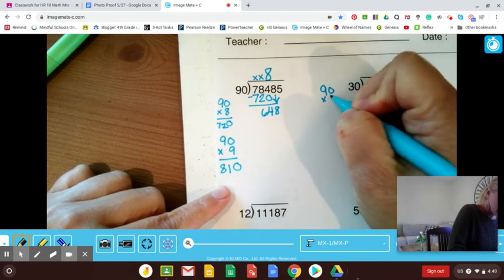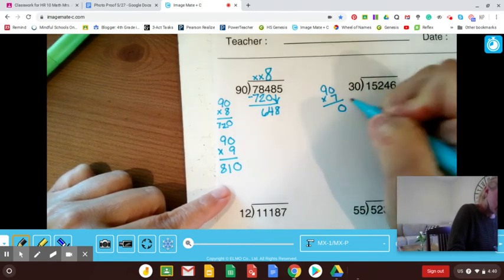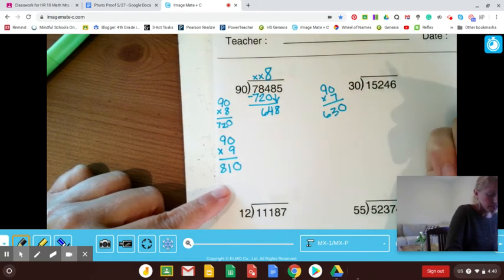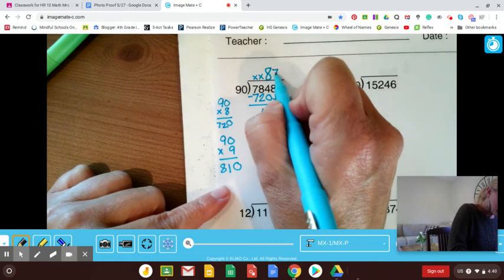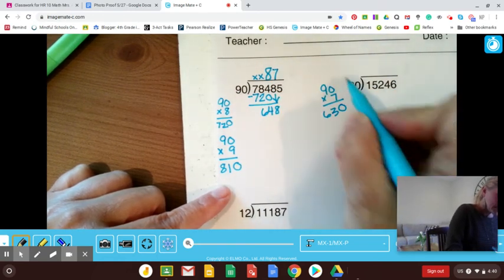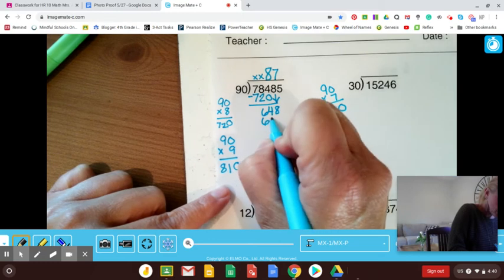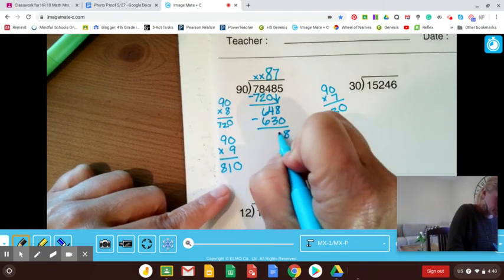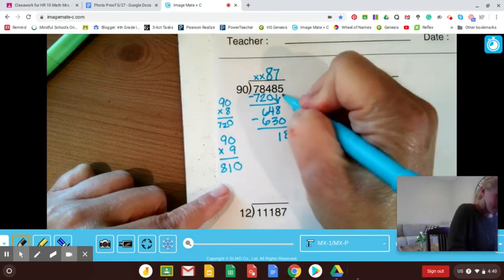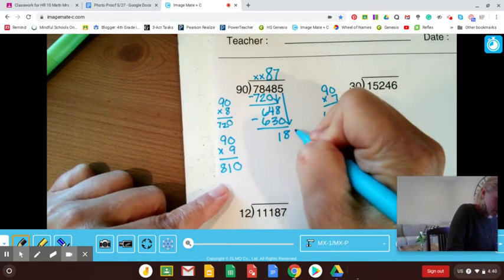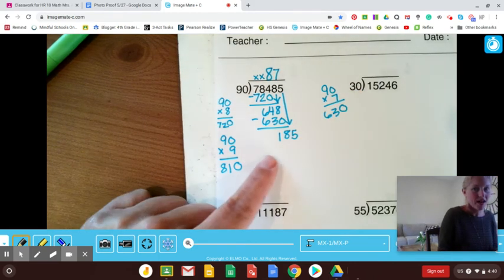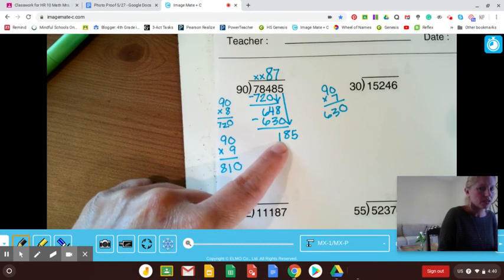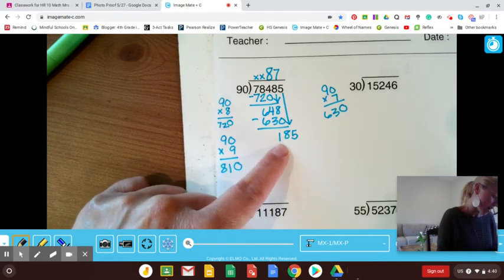90 times 7. 7 times 0 is 0. 9 times 7 is 63. Oh, yeah, I think that's a winner. So I'm going to put a 7 up at the top. 90 times 7, I did it right here, is 630. And I'm going to subtract. I get 18. Bring down my 5. So I have 185. Now I have to think, 90 times what is going to be close to 185?